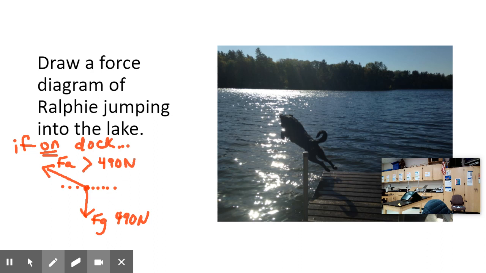You could have a little bit back for friction. But again, that's going to be way less than 490. And that's it. Okay, good job.